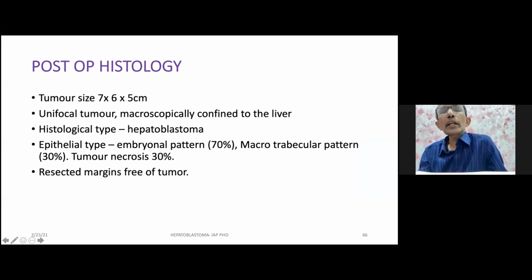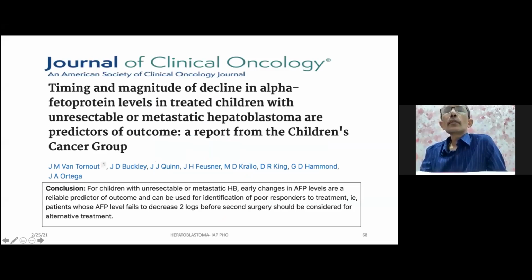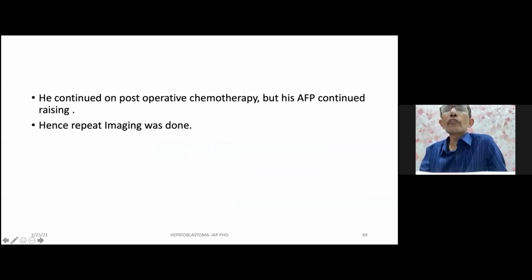So this child, actually the AFP was not coming down very significantly, but we went ahead with the surgery, and then post-operative, the AFP was still high. So these 3 points you should remember: decline of AFP during chemotherapy, pre-operative high AFP, post-operative high AFP. All the 3 bad prognostic markers this child had. Next slide. So this is the article which quotes that a decline of AFP. Next slide. Next one.